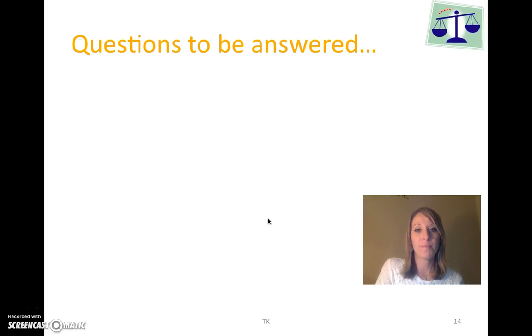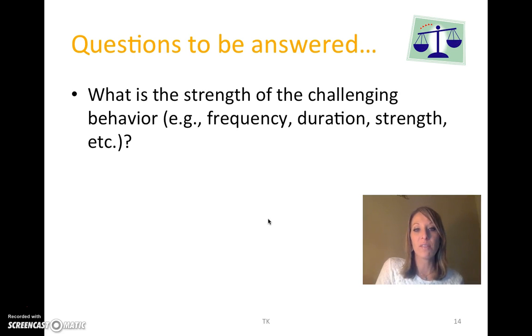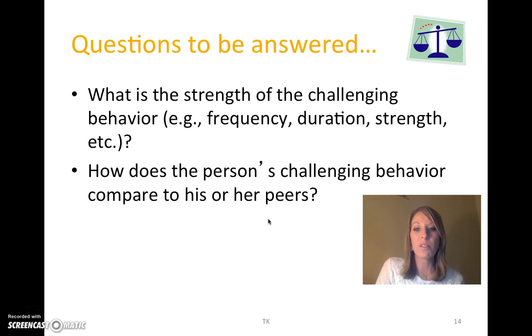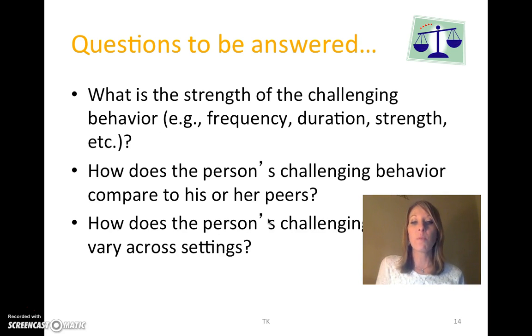Questions that you want to answer. What is the strength of the challenging behavior? For example, what's the frequency, duration, strength, etc.? How does the person's challenging behavior compare to his or her peers? It's really important that we observe what's going on around us and not just focus on just the individual who has the problem behavior. I talked a little bit about that when we talked about socially significant behavior. But again, it's really easy to target Johnny, who we might have heard has had a bad day lately, when the reality is all the other students might also be having a problem behavior. And then lastly, we want to know, how does the person's challenging behavior vary across settings? Do they exhibit this problem behavior in all settings, in some settings? That's, again, going back to when is it most and least likely to occur.